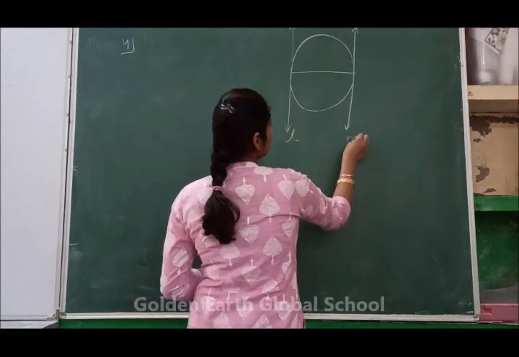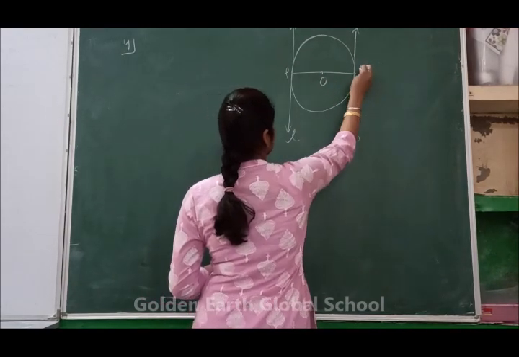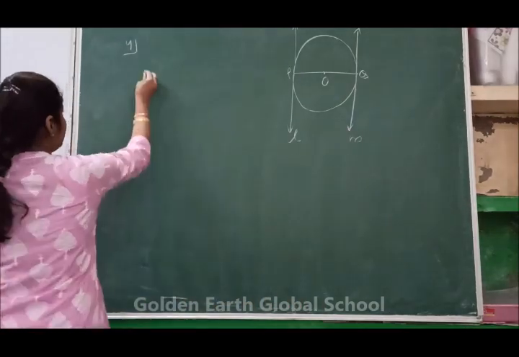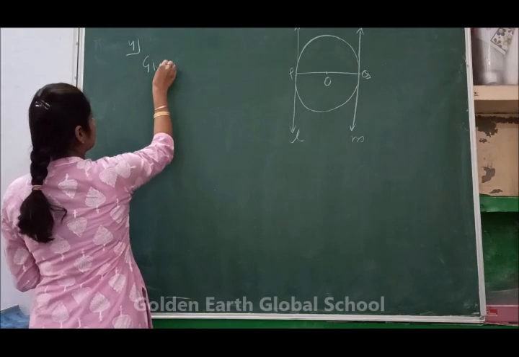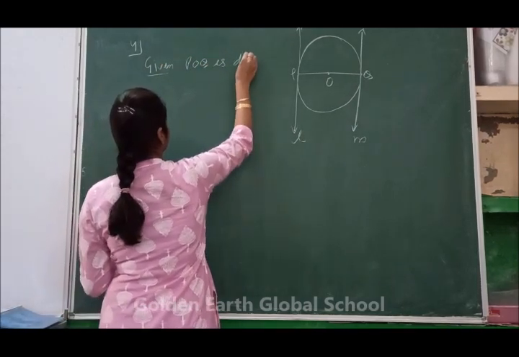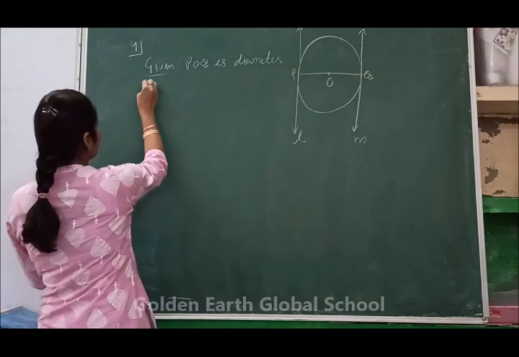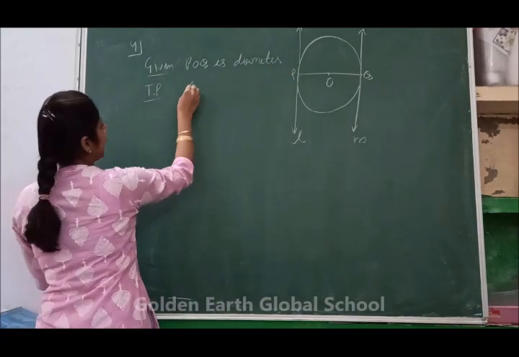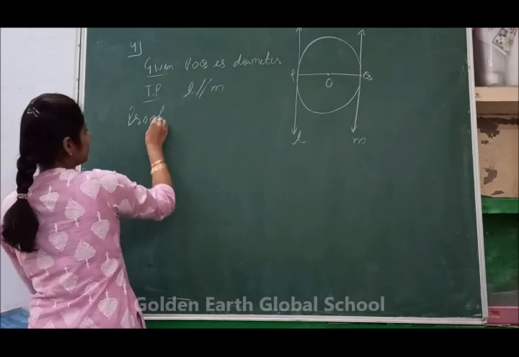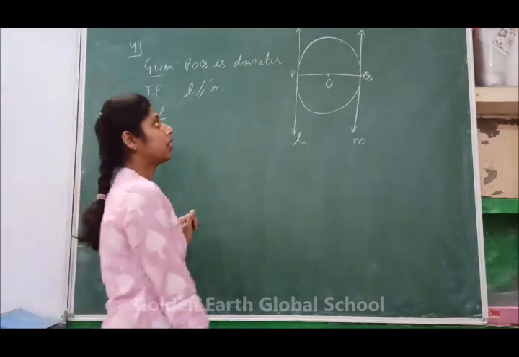This is L, this is M, center O, PQ. Here what is given? POQ is diameter. What do we have to prove? L is parallel to M. How will we prove it? What is the condition of parallel lines?